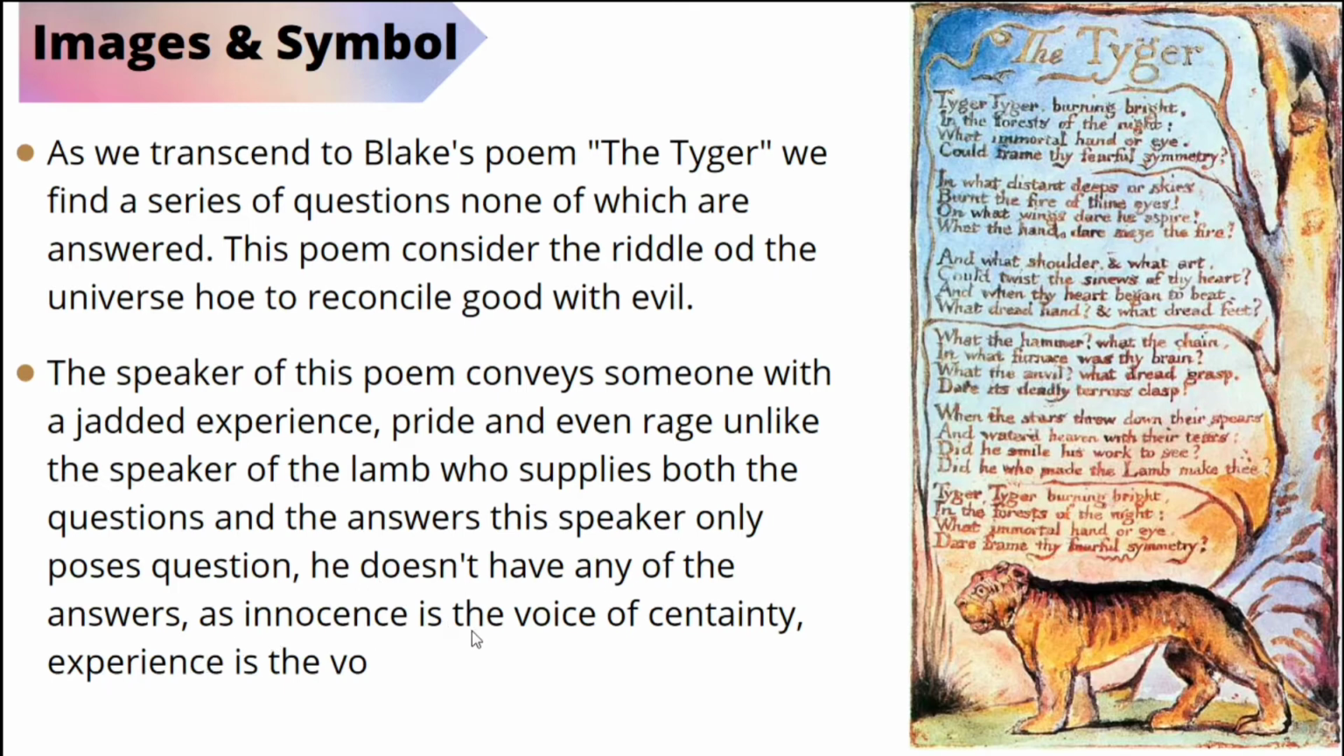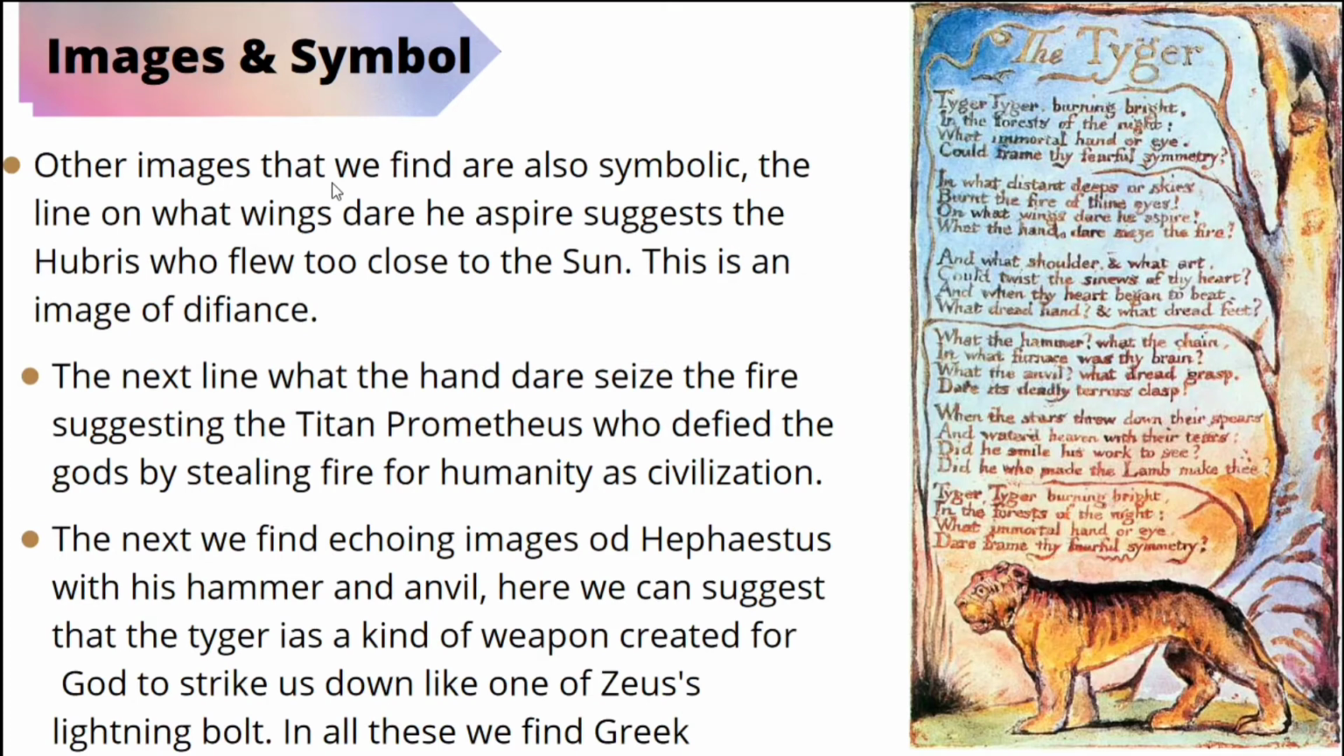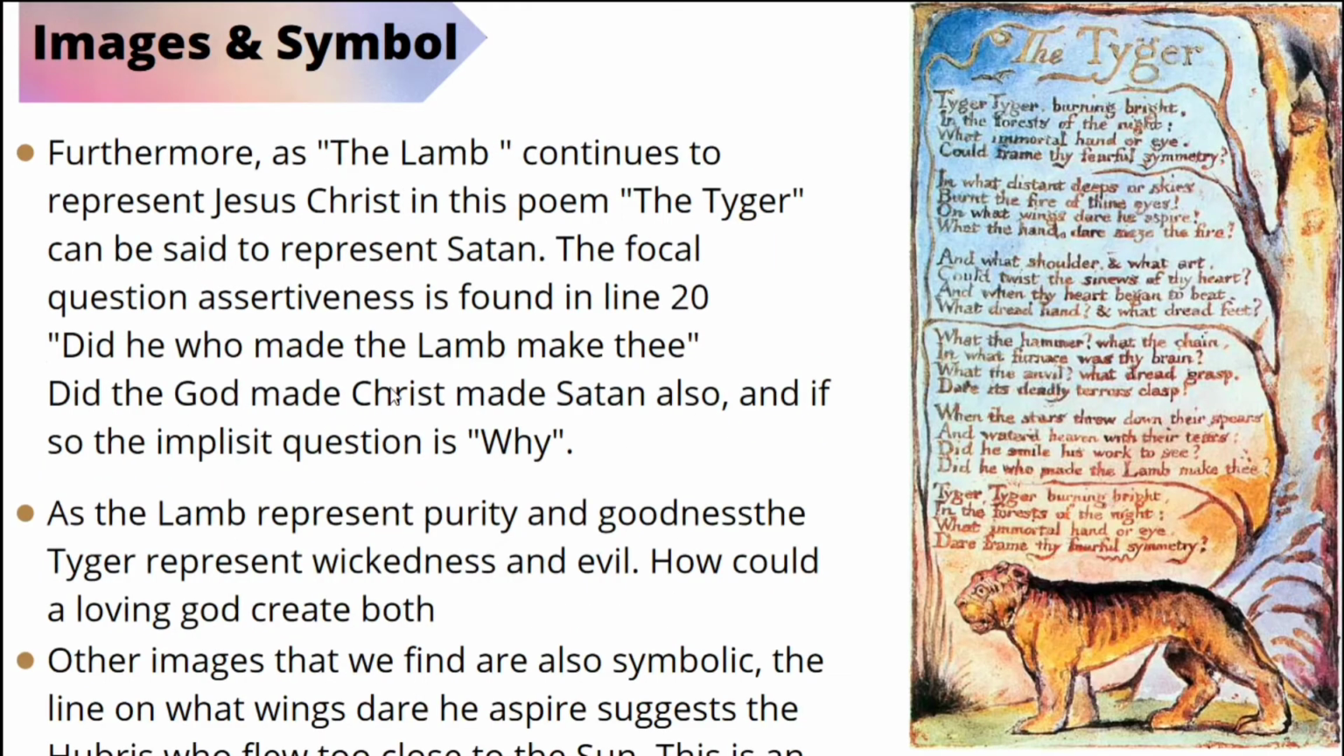As innocence is the voice of certainty, experience is the voice of the experienced people. So furthermore, the lamb continues to represent Jesus Christ, and the tiger can be said to represent Satan.